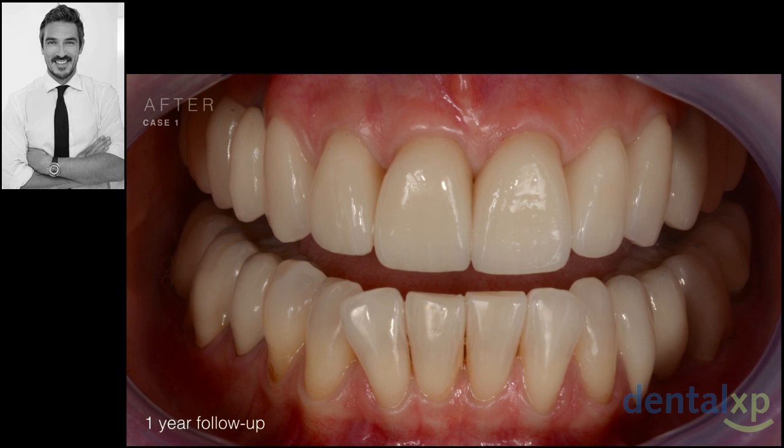So, you know, for those of you that don't understand, in Europe, most implant surgeons are also restorative dentists. So I actually first trained in cosmetic dentistry and then in implant dentistry.